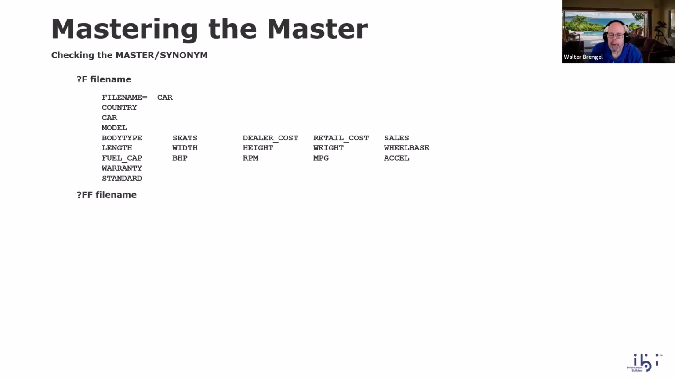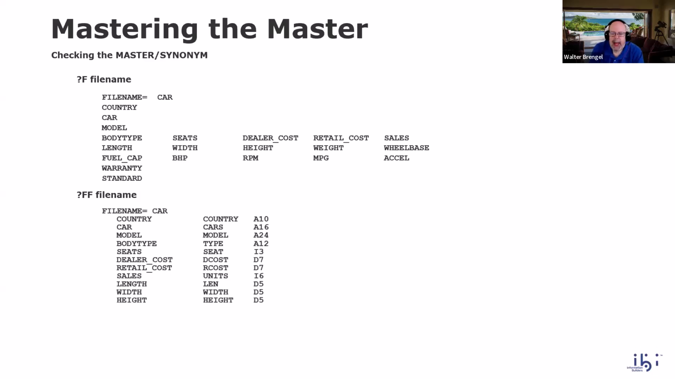We also have question mark FF file name, which gives you the field name, the alias, and the format. Hence the extra F. So you get the field and the format. This is good if you don't know what the formats are, but it's not so good if you want to copy and paste into a query.